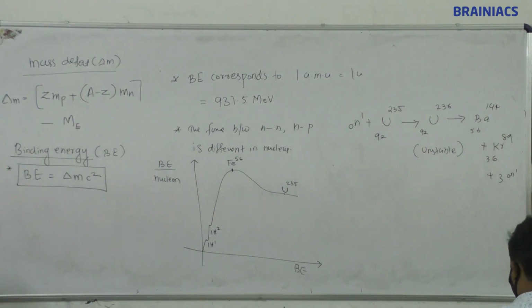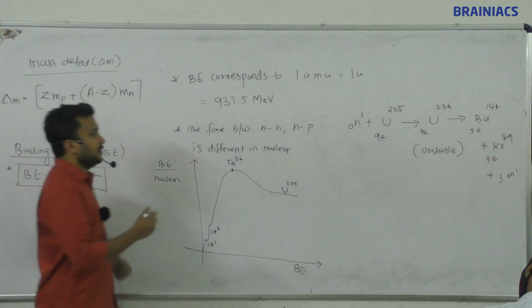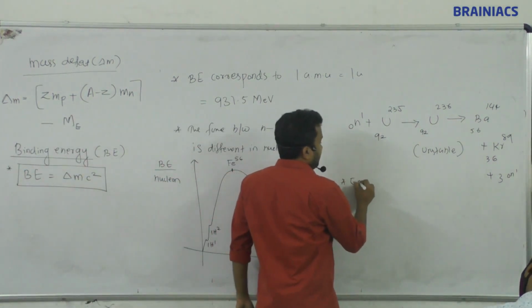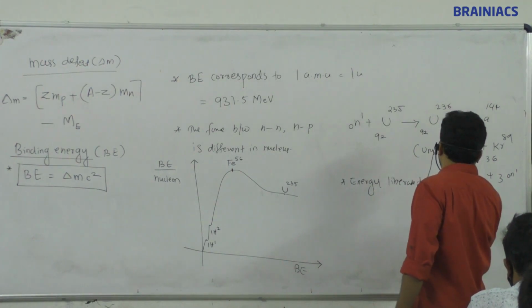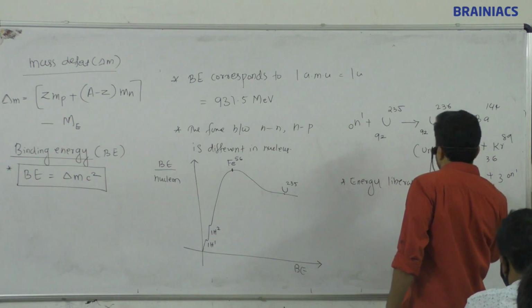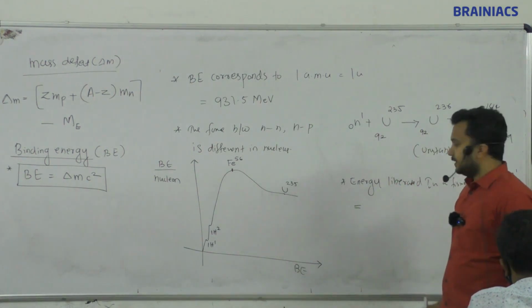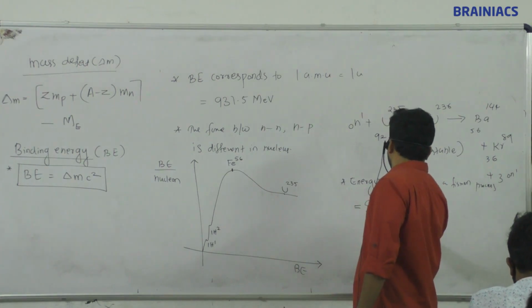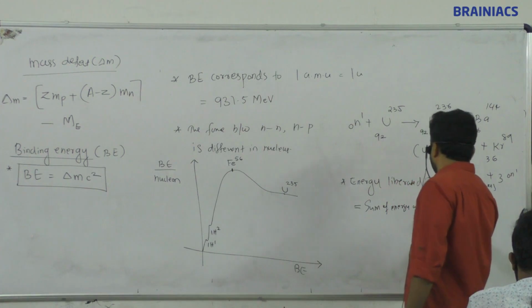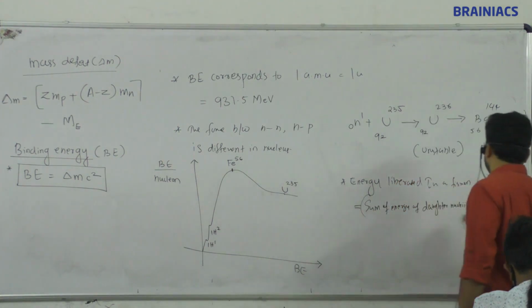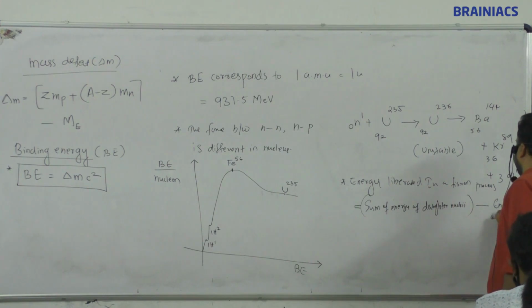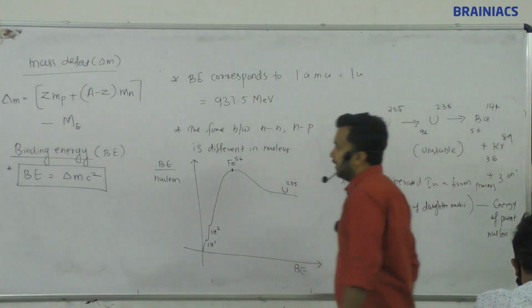Next one, energy calculation. Next point, heading: energy calculation. Energy liberated in a fission process is equal to the sum of the energy of the daughter nuclei minus the energy of the parent nuclei. Important, the energy of the parent nuclei.